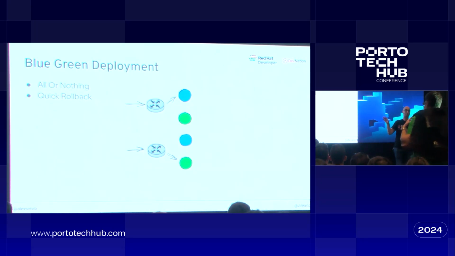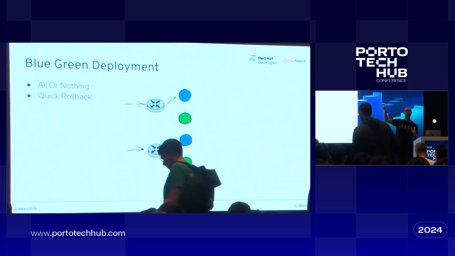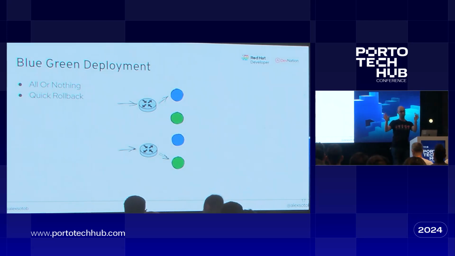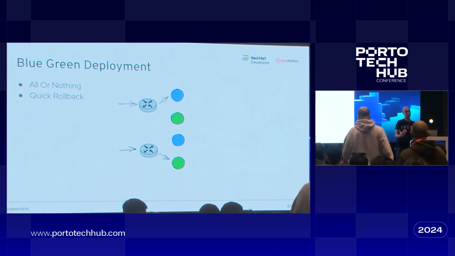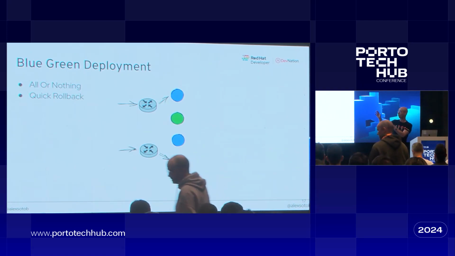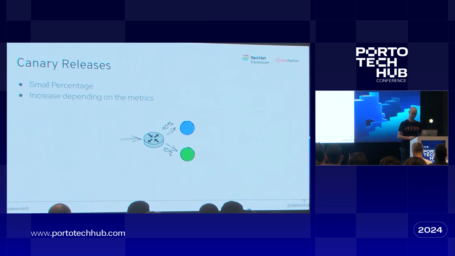It was really popular when we were working with virtual machines, because the blue was a virtual machine, the green was another virtual machine, so you would have two virtual machines, and then you just move the traffic from one virtual machine to another. The problem is that it was an all or nothing approach. So you have all the traffic going to the blue, and then at some point you have all the traffic going to the green. If there is an error in the green, yeah, you can really quickly roll back to the old version, but all your users are affected with the problem.